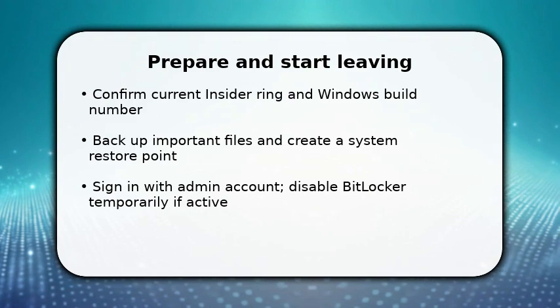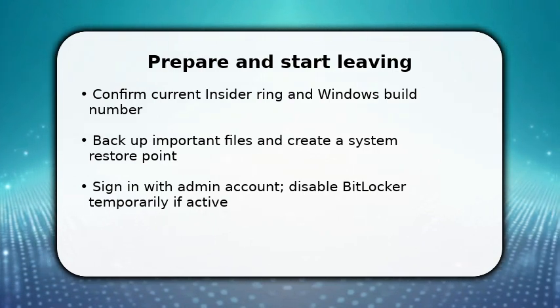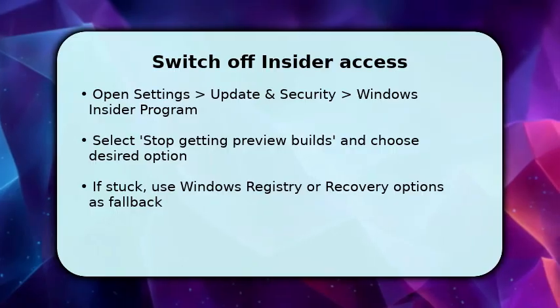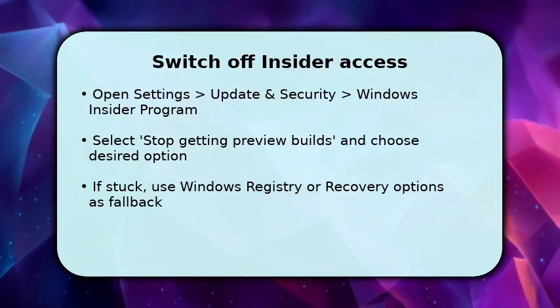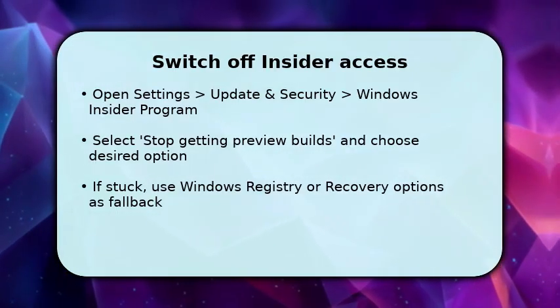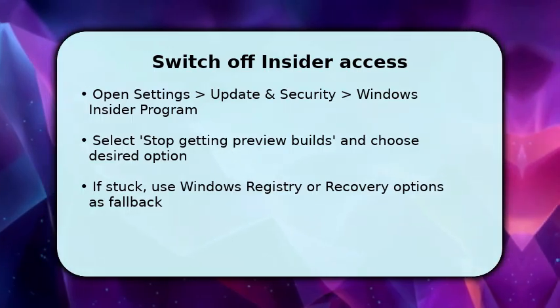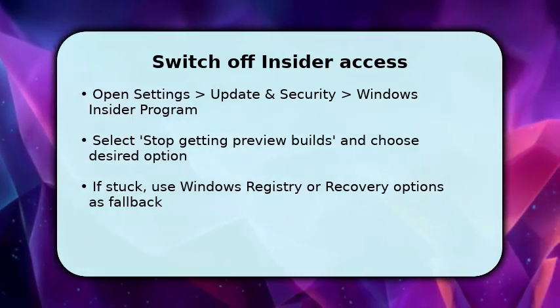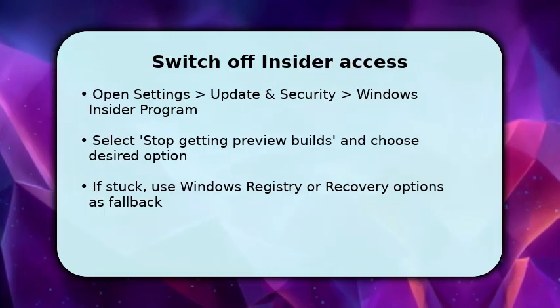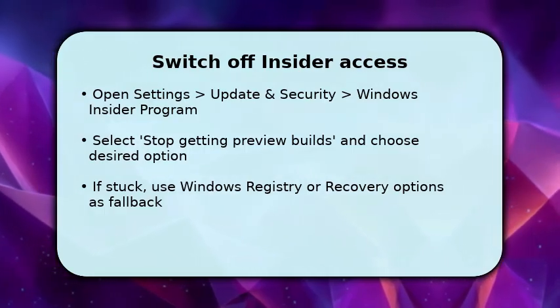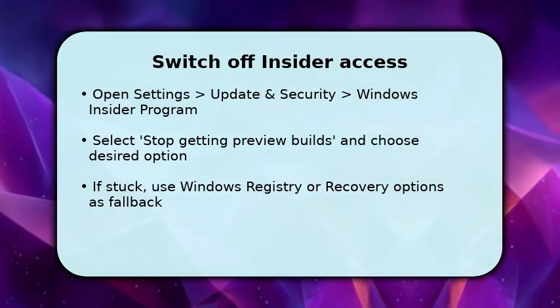You should now turn off Insider updates. Open Settings, go to Update and Security, and choose Windows Insider Program. Select Stop Getting Preview Builds and pick whether to unenroll immediately or after the next major release. Make your choice based on rollback needs. If the option is grayed out, you can use the registry method or recovery options to leave.